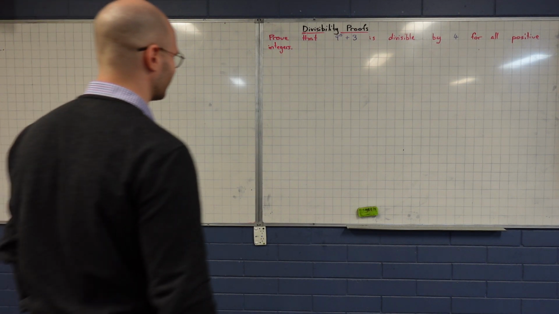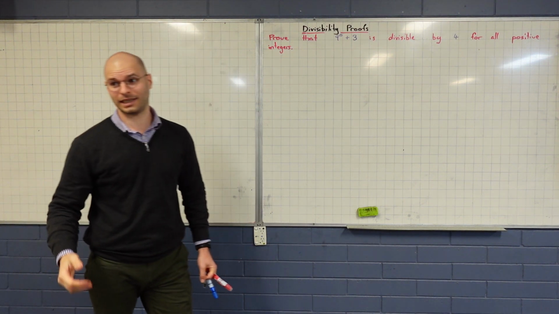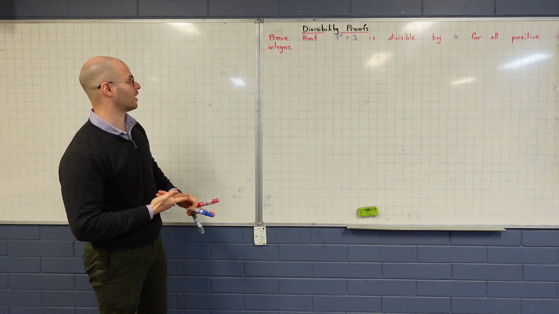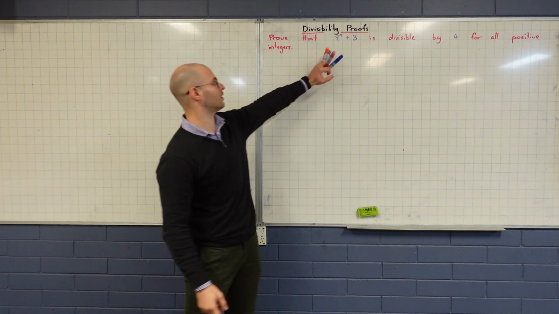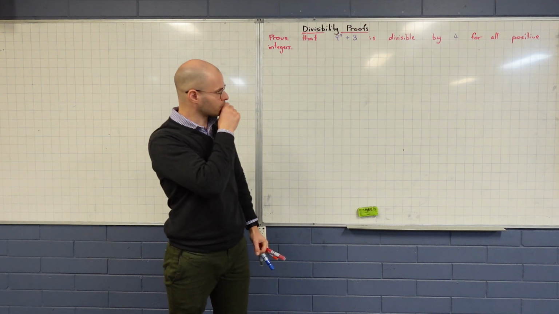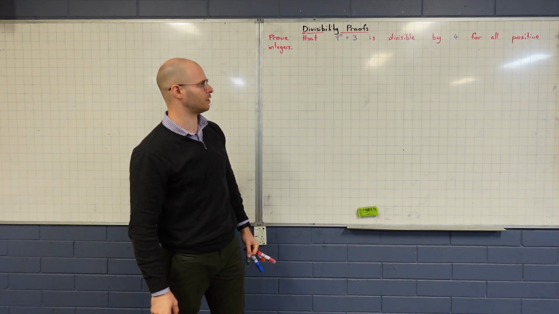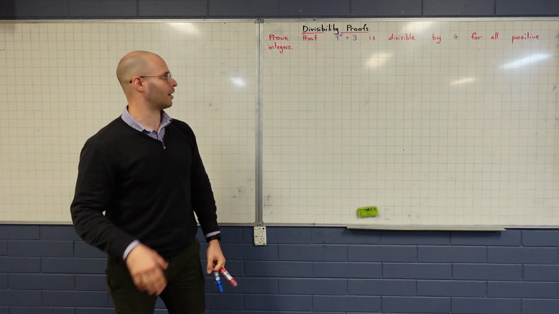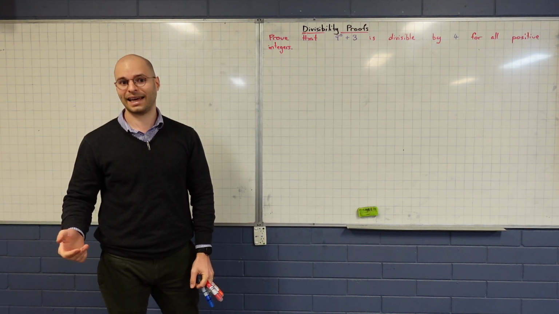Okay, so what we're going to learn today is divisibility proofs using proof by mathematical induction. Our example today is the expression 9^n + 3, and we assert that this is going to be divisible by 4 whenever n is a positive integer.